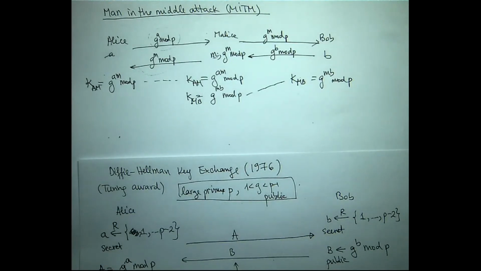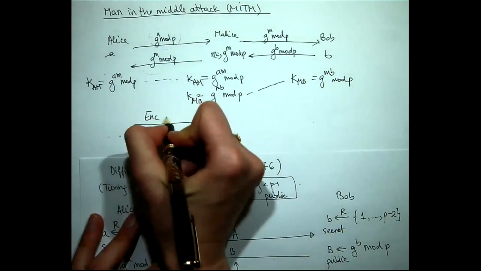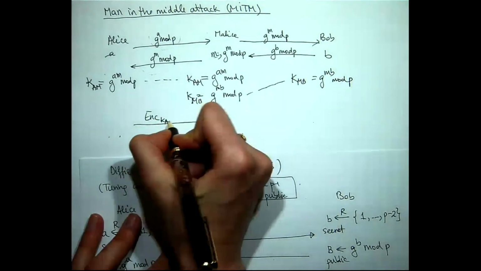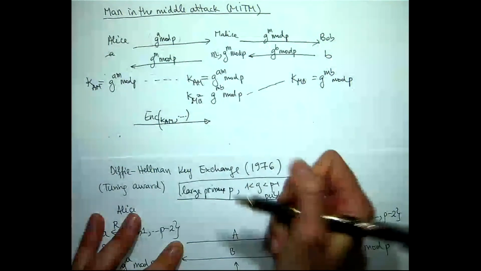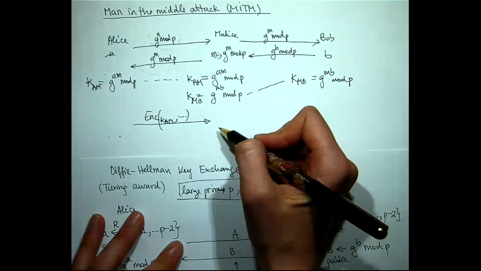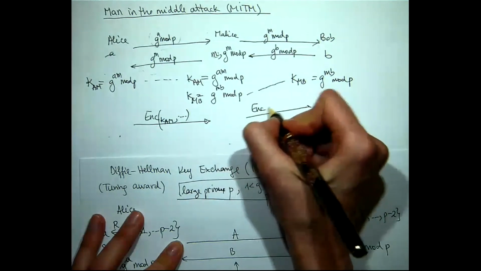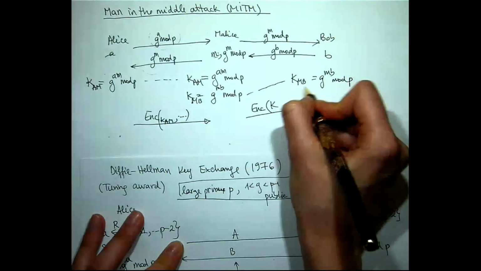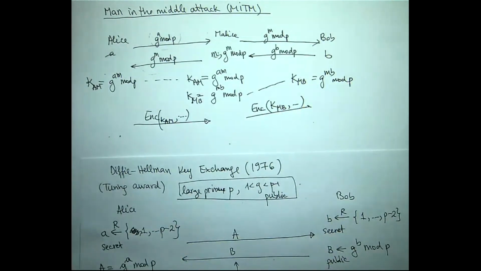So right now, Alice is going to start sending her encrypted communications, all her secret messages, encrypted with the key between Alice and Malice. Malice is going to be able to decrypt them, read them, and send whatever Malice wants to Bob, encrypted under the key Malice agreed with Bob. And Alice and Bob might never realize that there's a man in the middle.